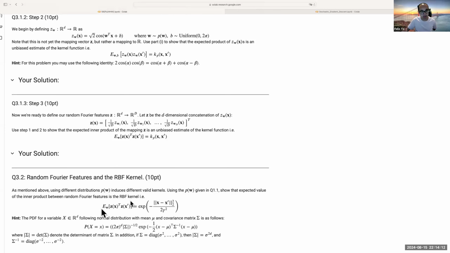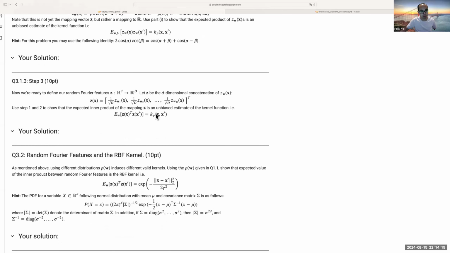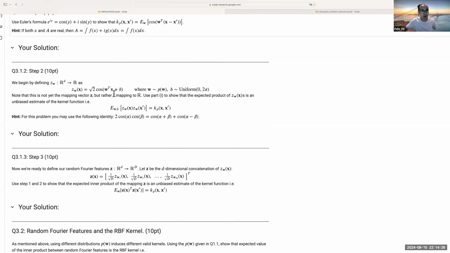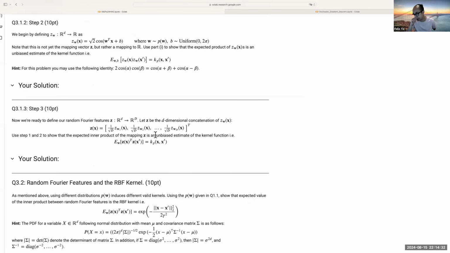So right here you can see what we are getting. If you use the theorem that you proved, you can show that if we take this z(x), given in this way, which you already did in the homework, this is equivalent to an RBF kernel, which is a Gaussian kernel. Basically, the expected value of the inner product between these random features, called random Fourier features, is actually the RBF kernel. So this is very significant.